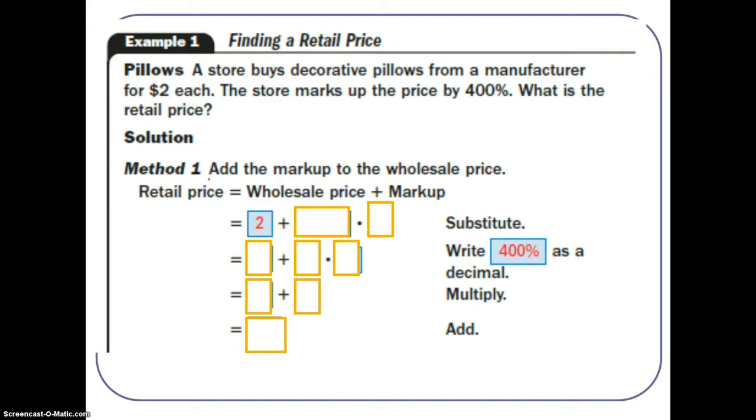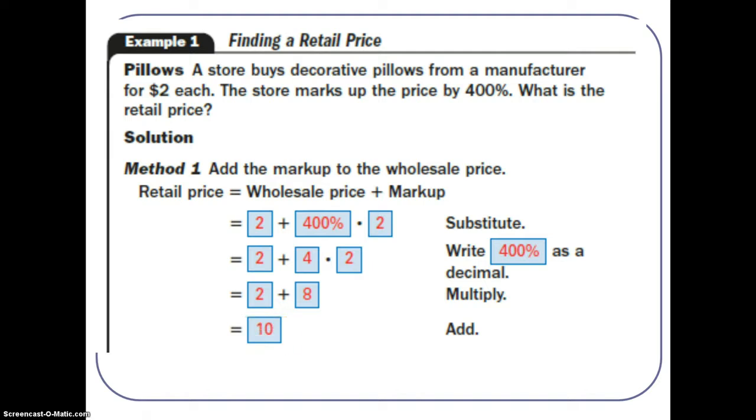We can add to that the markup, which is taking 400% times the $2. Change the 400% to a decimal, which is 4. Multiply, and then add those numbers together. So it costs the store $2 to buy the pillow, and then the store marks it up to $10.